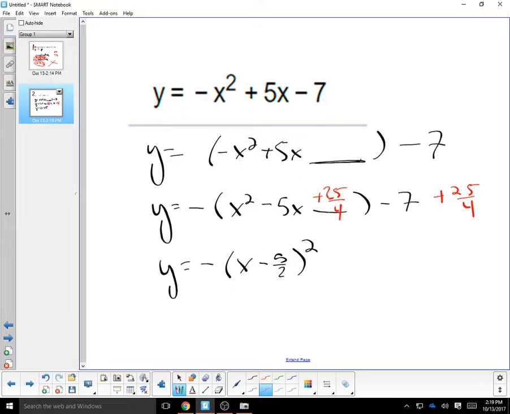Alan, you're hurting over there. You know you want to ask it. Ask it. Where do you get the 25 over 4? Which one? This one right here? Well, I squared this. So negative 5 squared is 25. 2 squared is 4. That's a number that wasn't there. I added 25/4 to this side of the equation, and then I added another 25/4 to balance it.